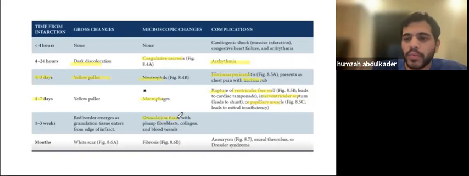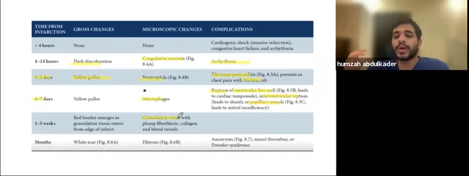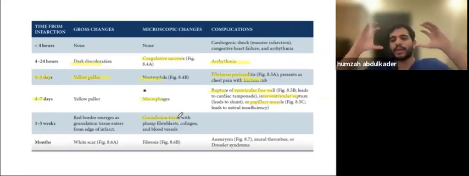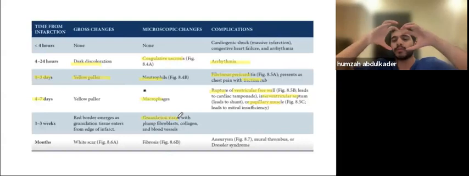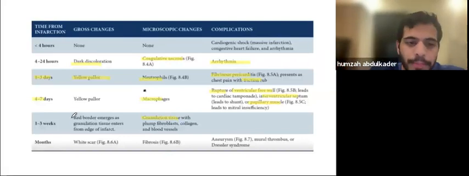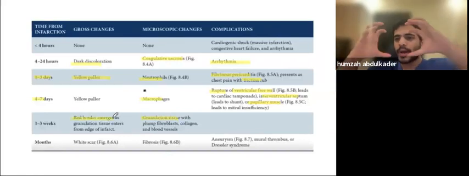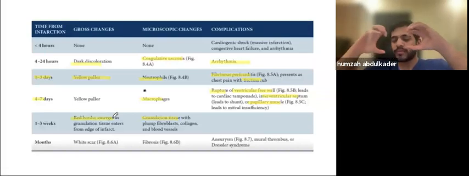So after 1 week is when we start to get that granulation tissue. What happens is that the granulation tissue comes from outside. It doesn't come from inside, it comes from outside. So the granulation tissue, the new blood vessels and stuff comes from outside. That's why you get a red border. Okay? So you get a red border because the granulation tissue is coming from outside.